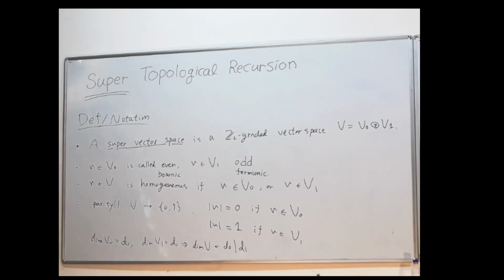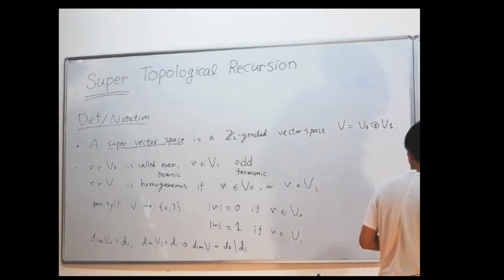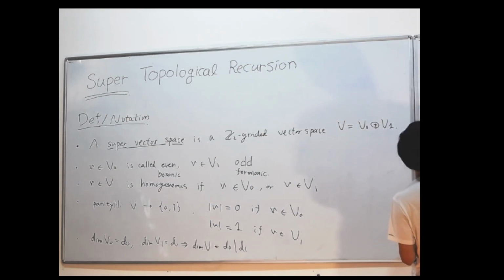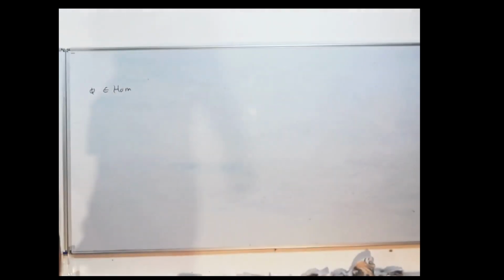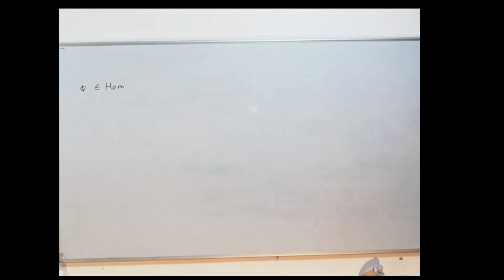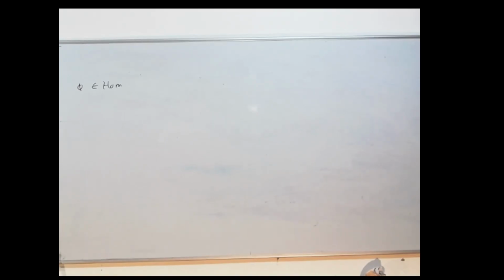All right, now of course we can think about maps between two vector spaces, and that also admits similar notation. Suppose you have some map. If it's not homogeneous, then you can't assign a parity. Correct, the parity is defined only for homogeneous elements. Thank you.